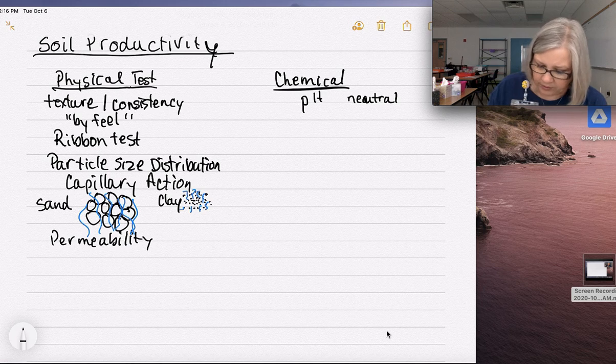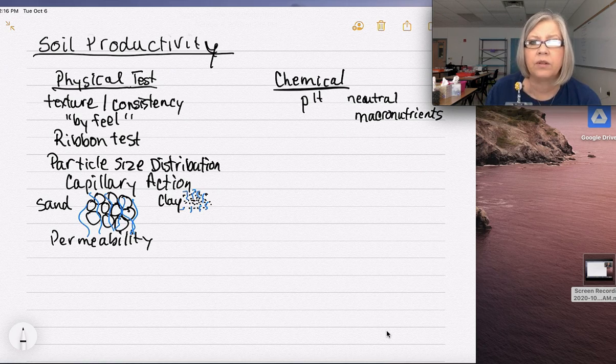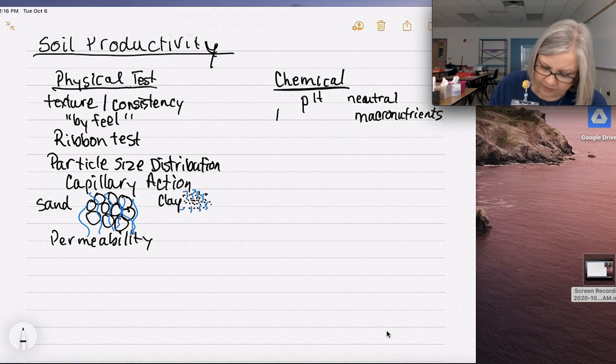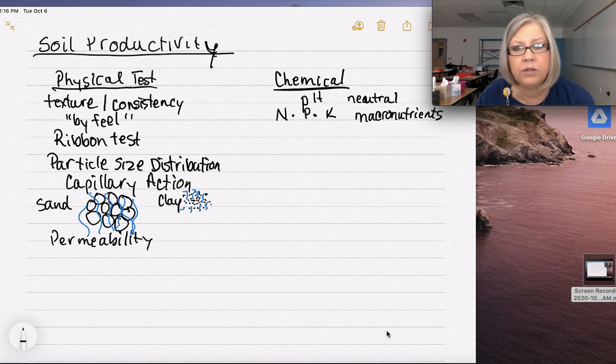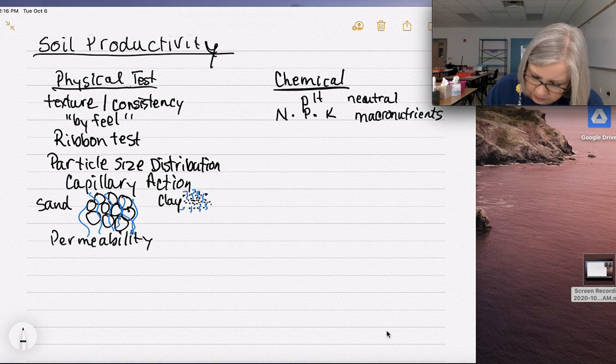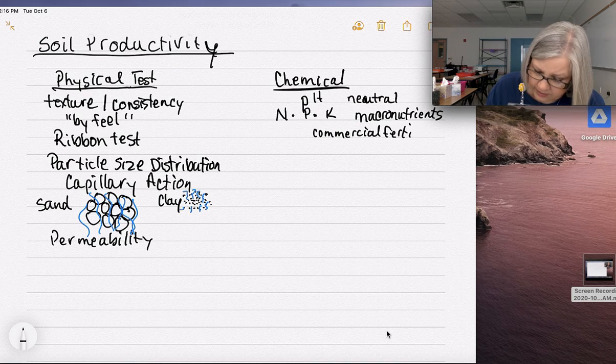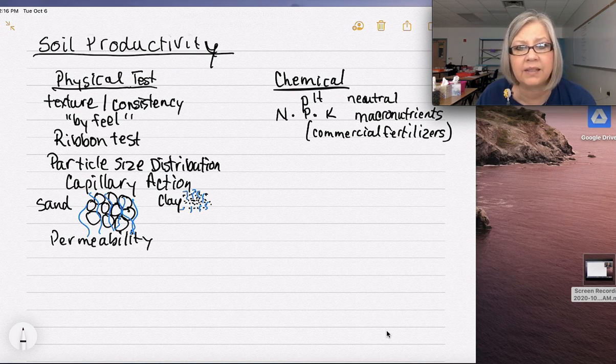And then the next thing we're looking at is our macronutrients. These are the ones that are absolutely essential for plant growth, and there's three big ones. We have nitrogen, phosphorus, and potassium. Those three make up the commercial fertilizers. Commercial fertilizers contain those three essential nutrients. That's what's in it: nitrogen, potassium, and phosphorus.